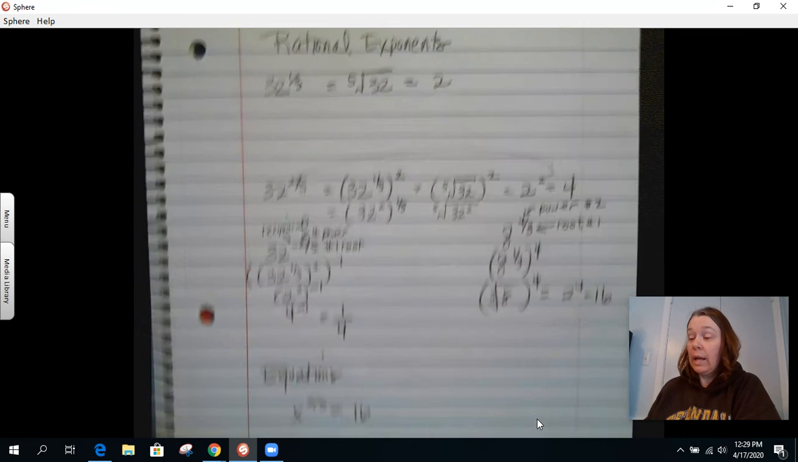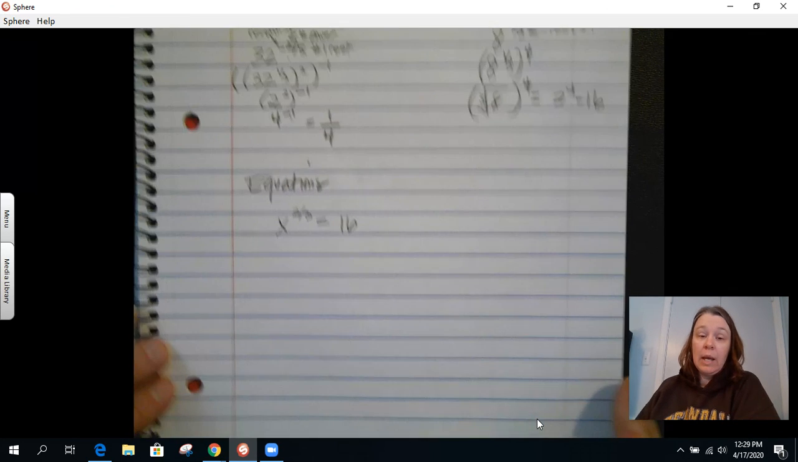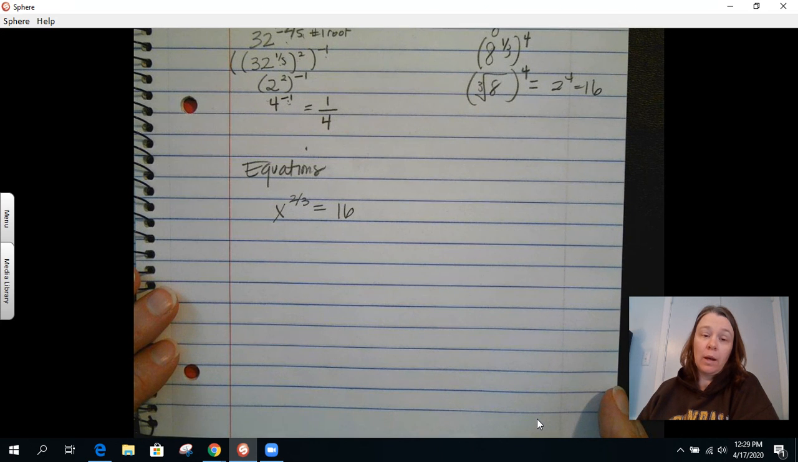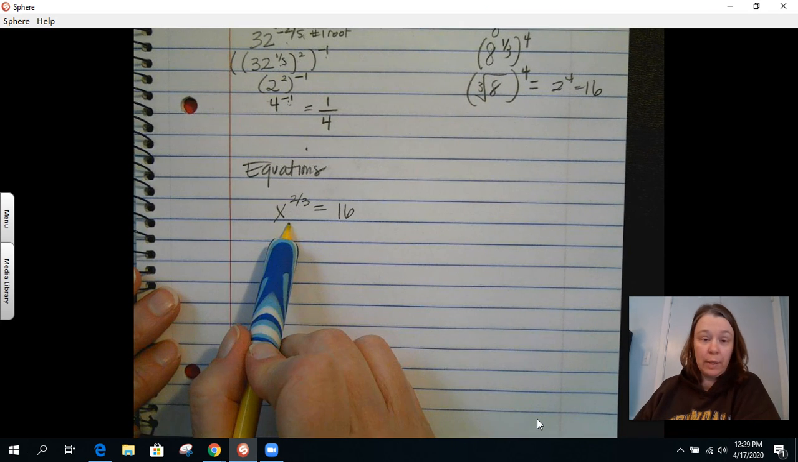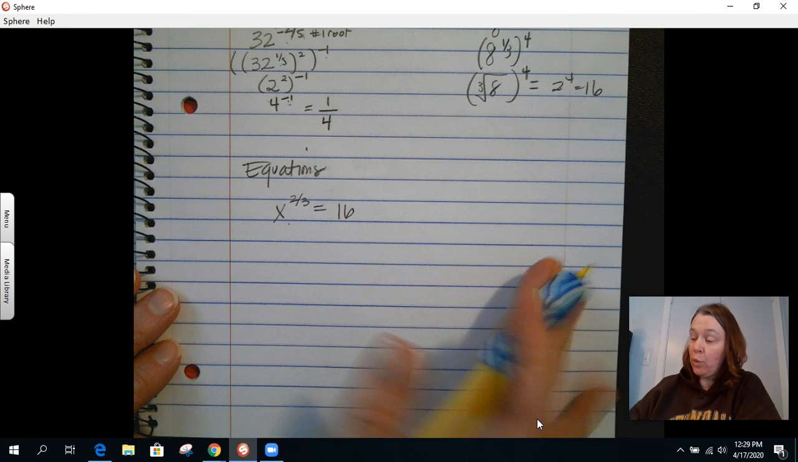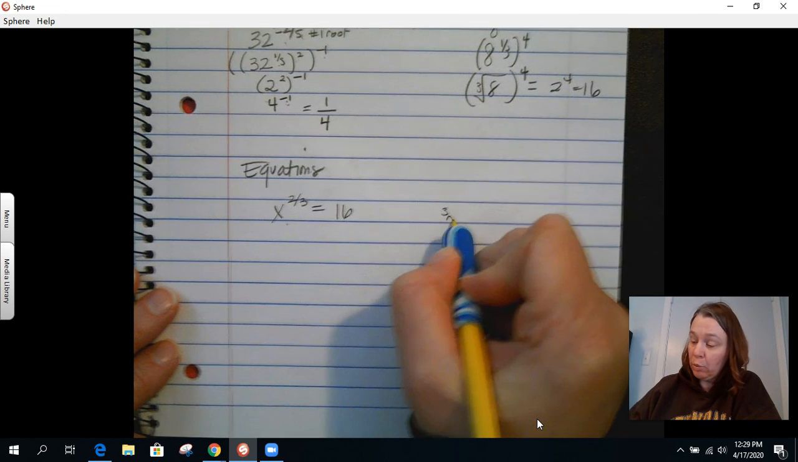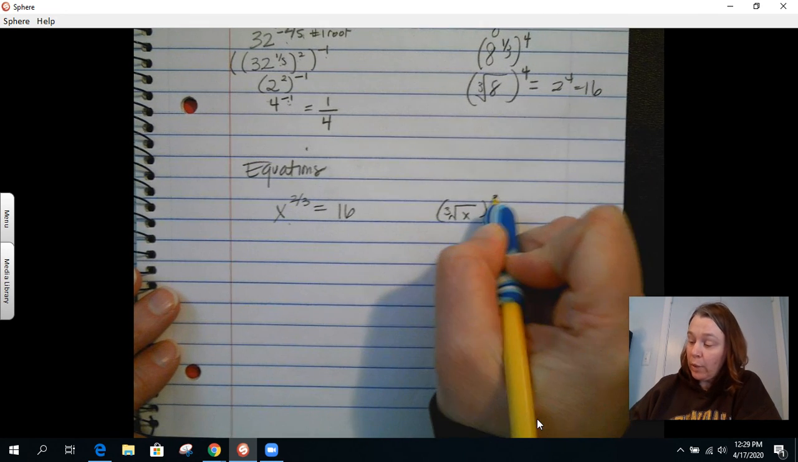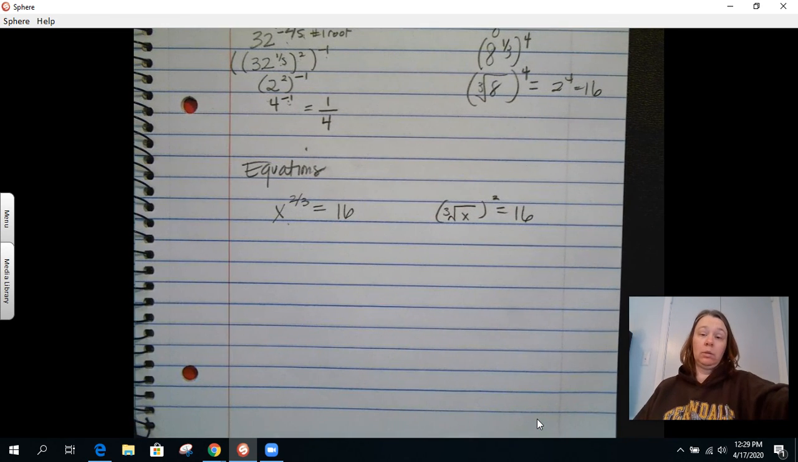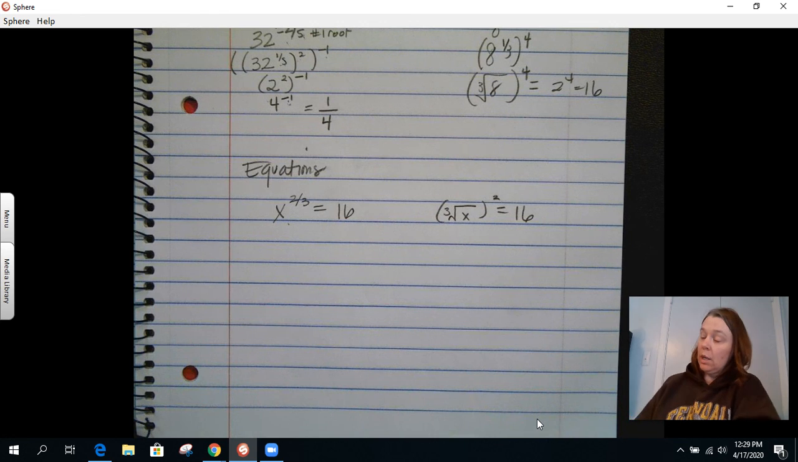All right. And the last thing that's going to show up on your assignment is solving some basic equations that might have some rational powers. So something like this, x to the 2/3 equals 16. So you could rewrite it with the roots and the powers if you want. So we could rewrite this as the cube root of x squared equals 16. And then I could go backwards from there. So I'm going to show it to you both ways.